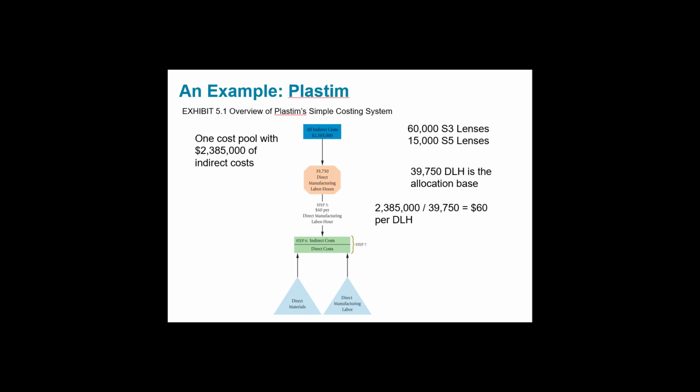And the estimate of indirect costs is $2,385,000. So there's our cost pool right here. Okay, we decide that we're going to allocate it over direct manufacturing labor hours. So we've got 39,750 in our direct labor hours, which gives us $60 of an allocation, $60 per direct labor hour.